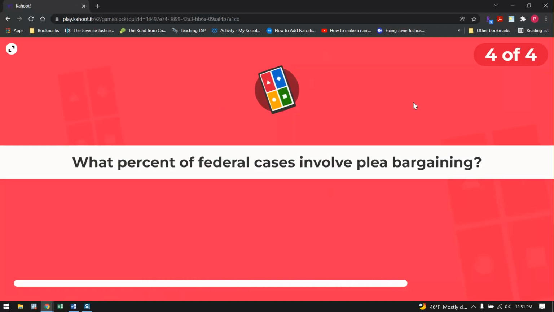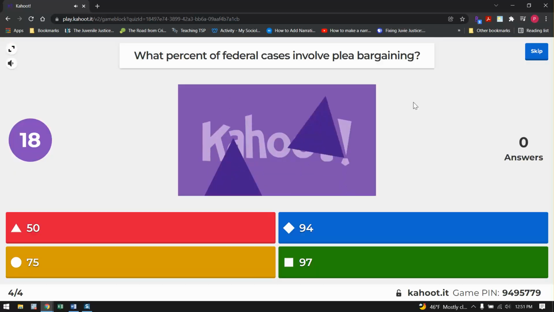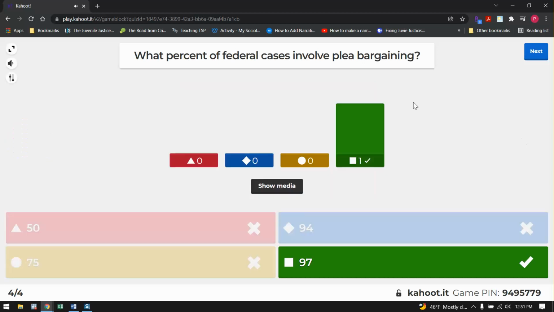The final question in this recap is asking you to remember how often plea bargaining happens, and specifically for federal cases. We talked about really high percentages for both state and federal. At the state level, 94% of cases involve plea bargains, but at the federal level, that number is even higher. It's 97% of all cases involve plea bargaining. So only approximately 3% of our total caseload at the federal level actually goes to trial. And at the state level, it's about 6%.